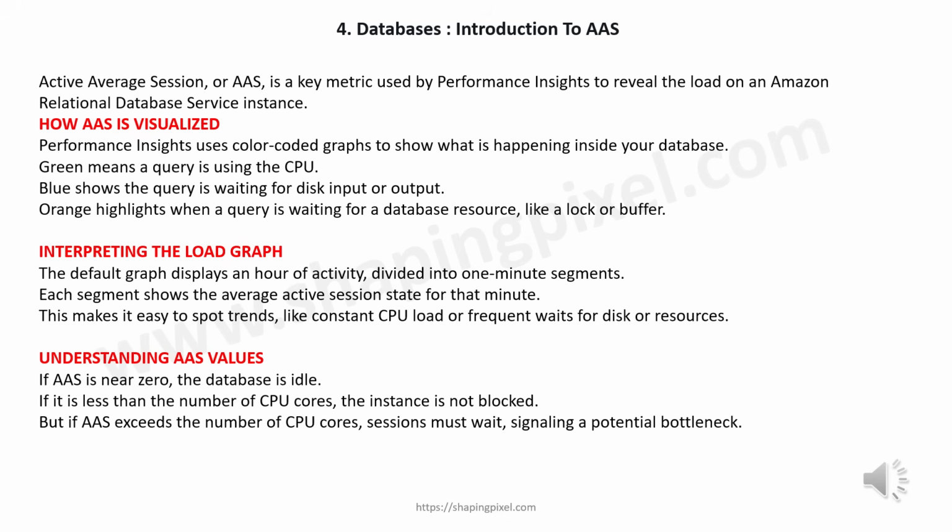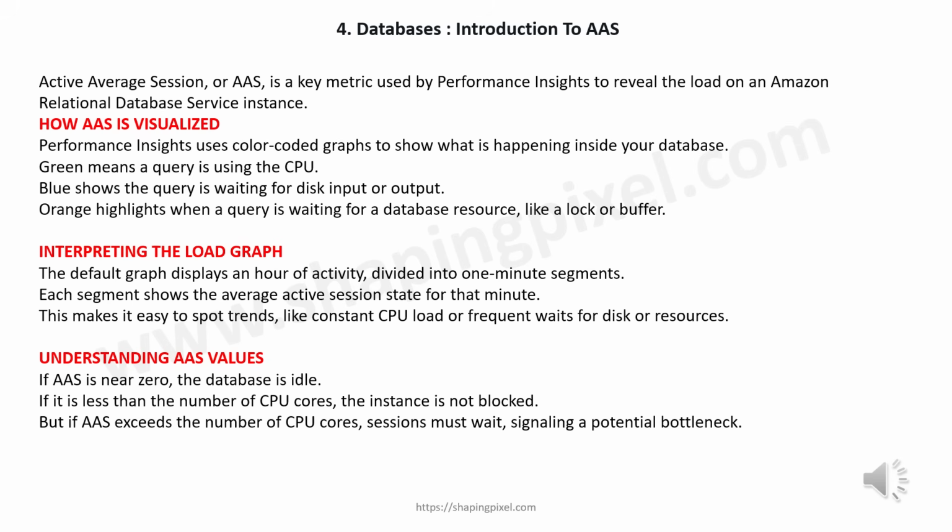The default graph displays an hour of activity, divided into 1-minute segments. Each segment shows the average active session state for that minute. This makes it easy to spot trends, like constant CPU load or frequent waits for disk or resources.